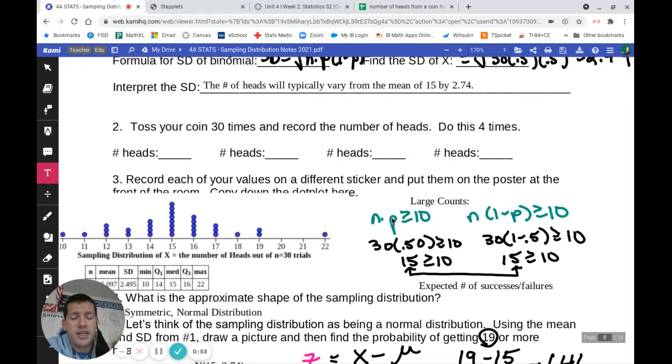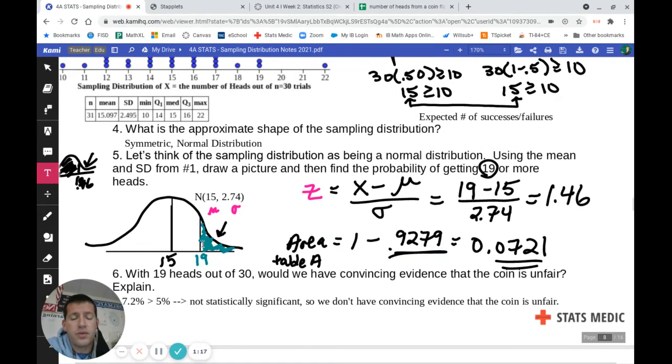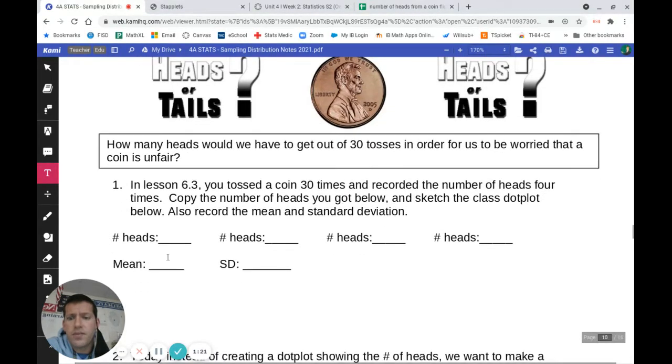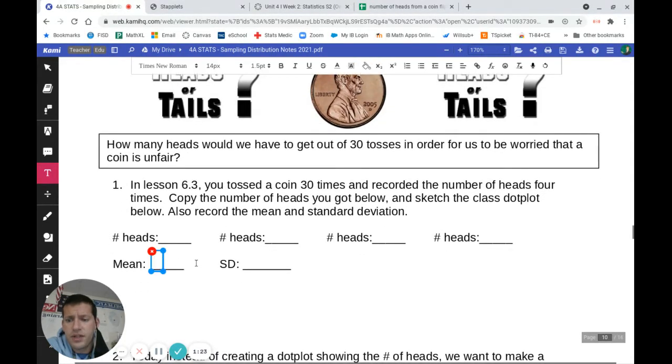We also checked our large counts to make sure that we can assume this was normal by taking n times p and finding the number of heads we expect to be 15, and found that was greater than or equal to 10, so that checked out. And then n times 1 minus p to find the number of tails that we expect, and that was 15 also, also greater than or equal to 10. So that allowed us to assume that our sampling distribution is normal.